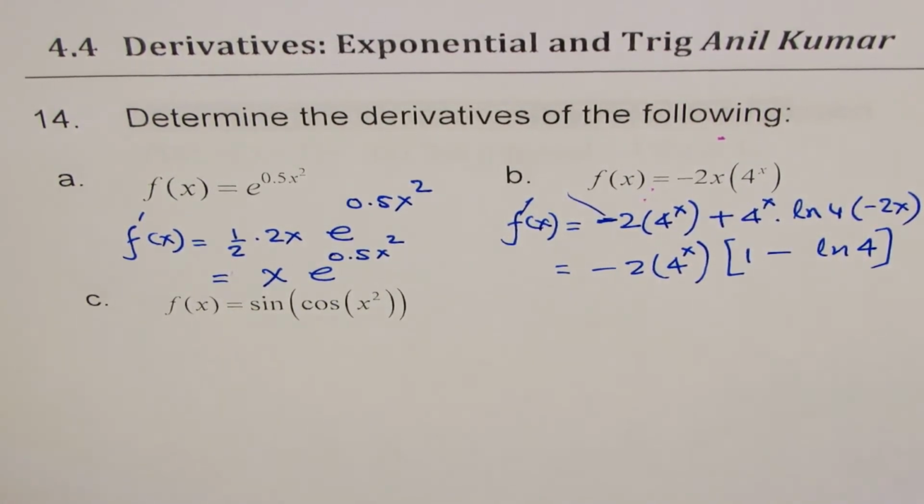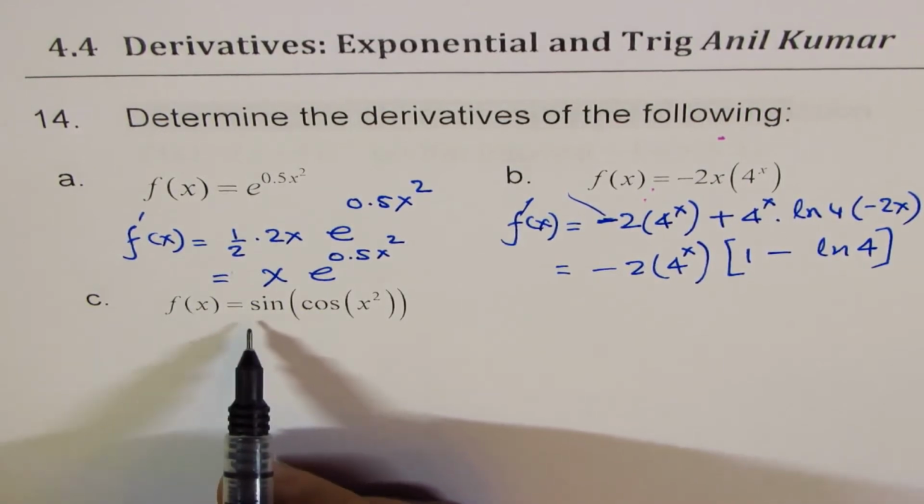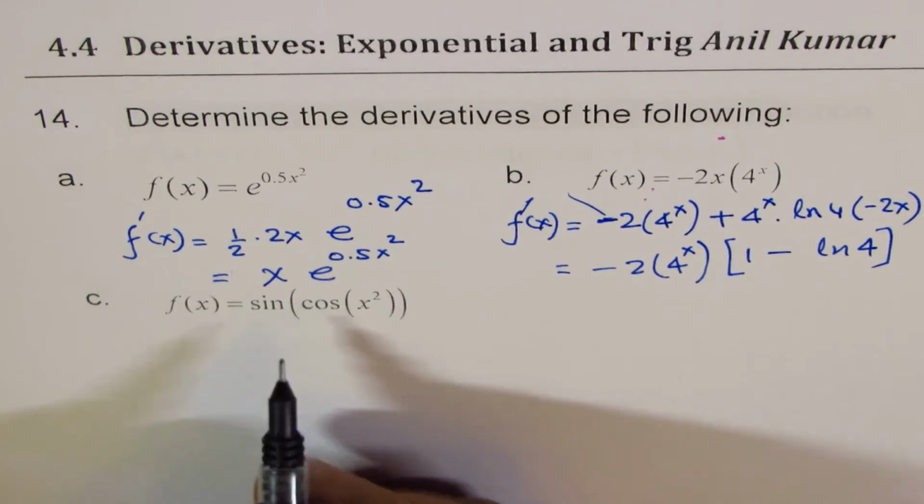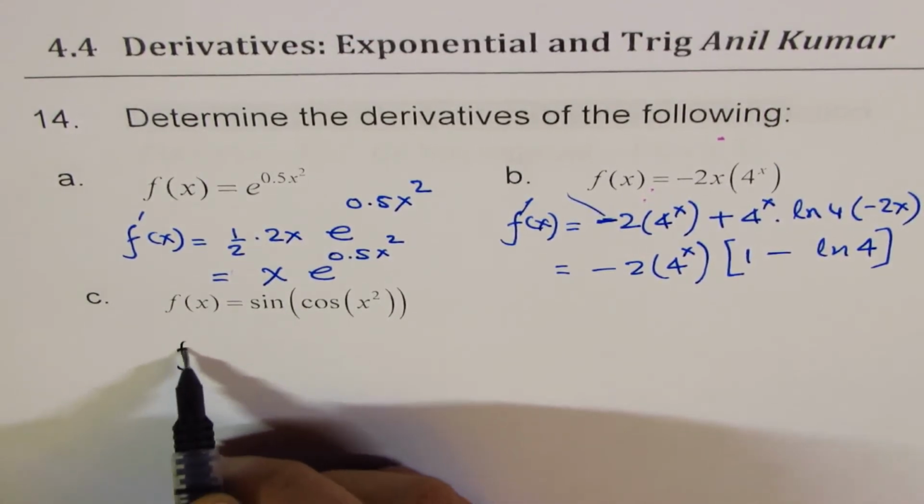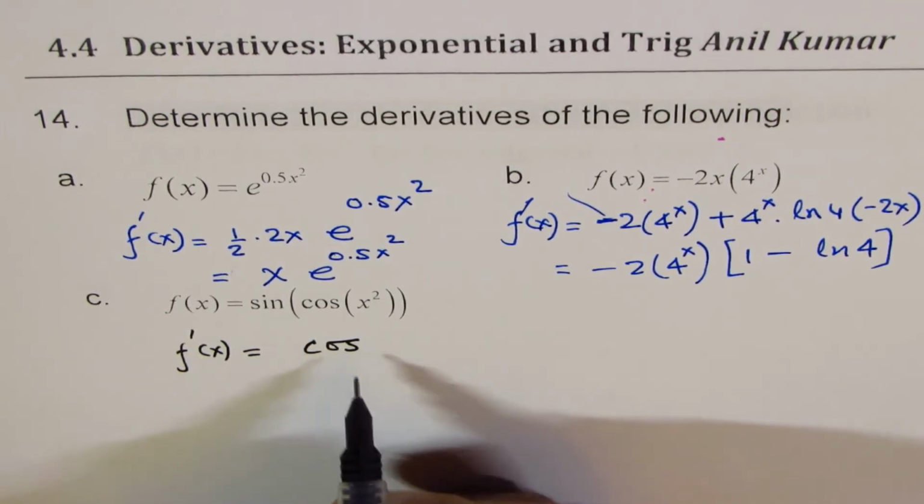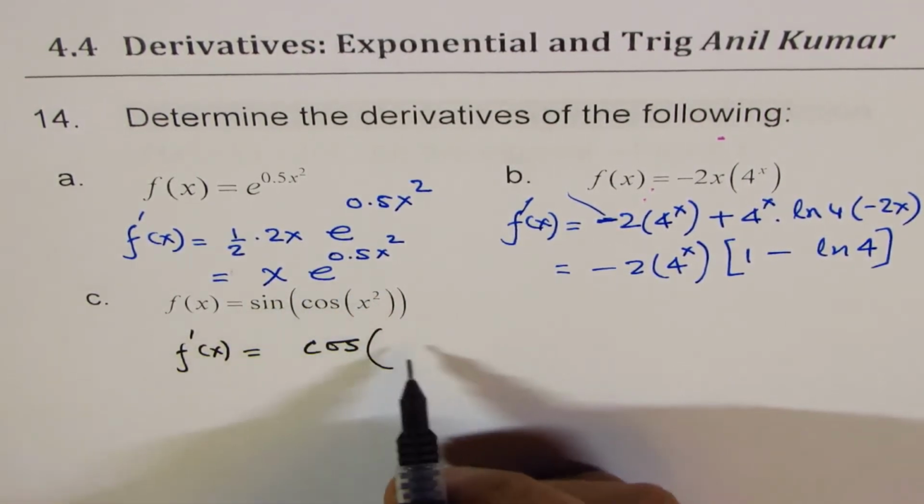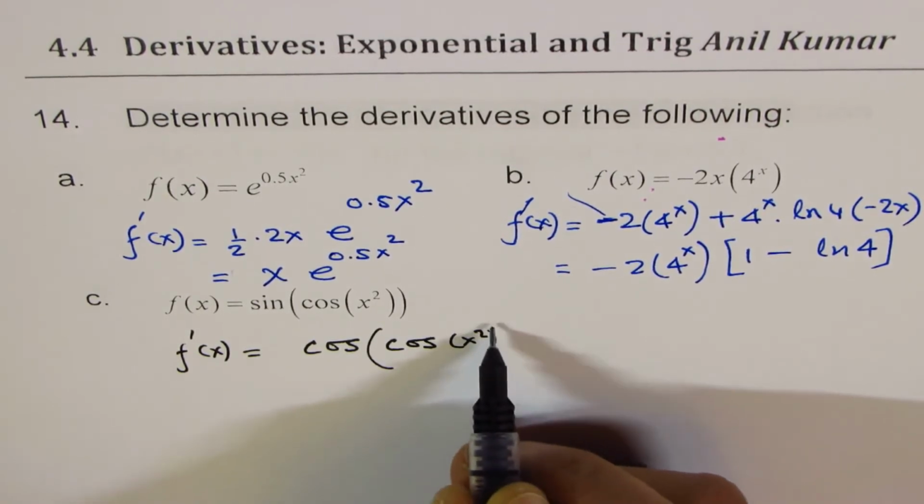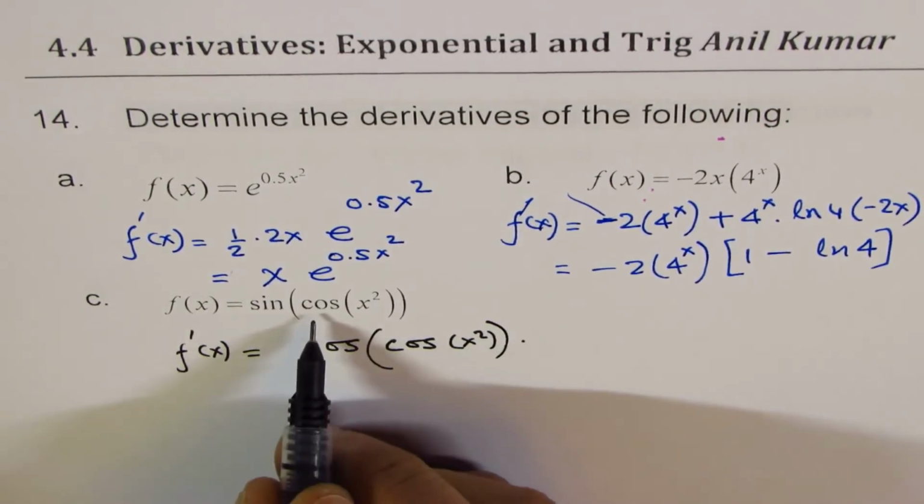So let's do part C, which is f of x is equal to sine of cos x squared. The derivative for this function will be the derivative of sine x, which is cosine x. Here x is the whole thing, which is cos of x squared, times the derivative of the inside function.